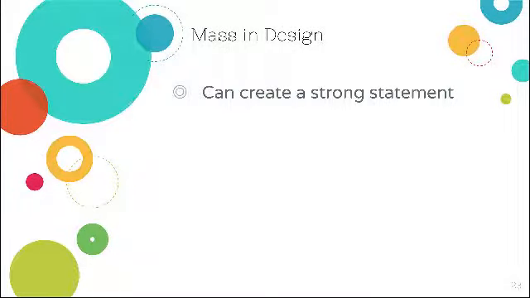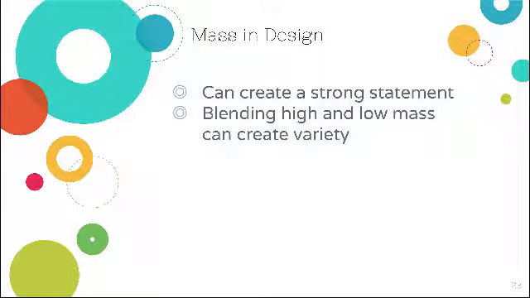Now, as you're using mass in design, mass can definitely create a very strong statement, either high or low mass. Having a lot of stuff in a room or a lot of pattern to a fabric is going to have a very strong statement. It can be a good statement depending on how it's done and how it's designed. And again, a very low mass room, if you can get away with only the essential furnishings, is also a very strong statement.